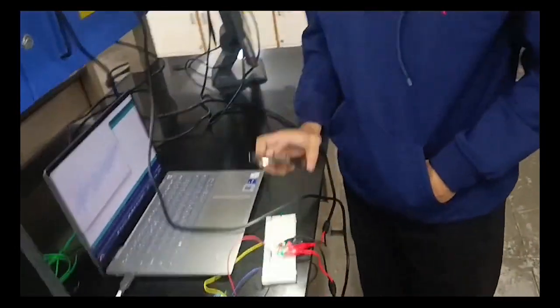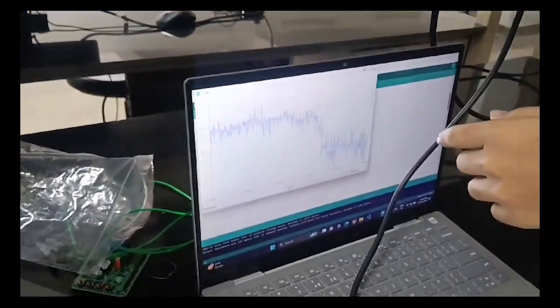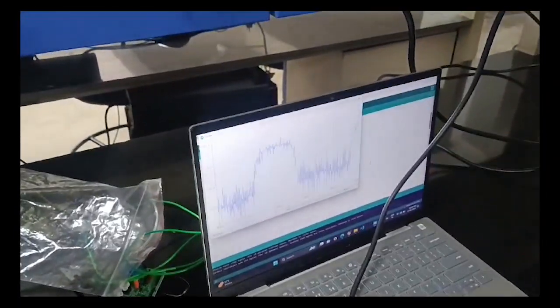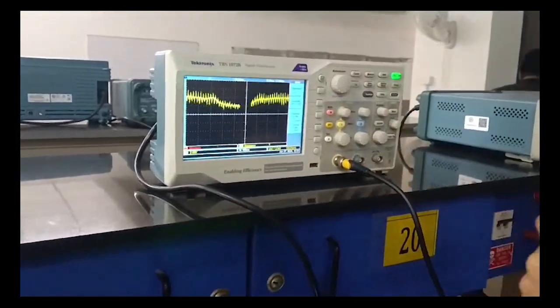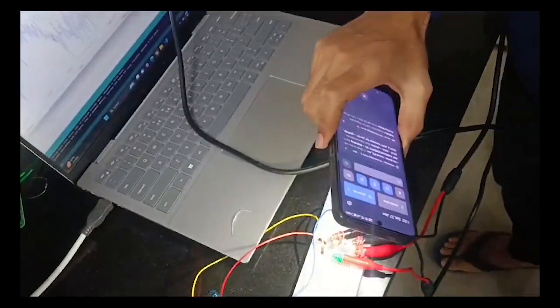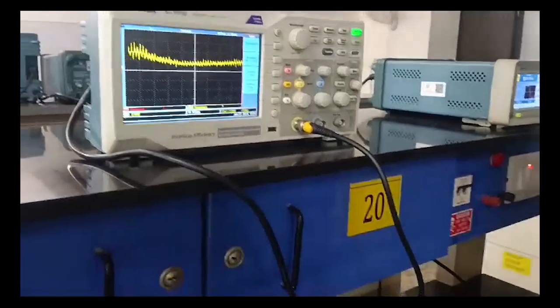Now if we use this flashlight, as the light intensity increases, the resistance of the LDR decreases, so we can observe a spike in the graph. You can see the graph has a spike over here, and you can also observe the spikes in the oscilloscope. As the flashlight is on, the spikes are observed.